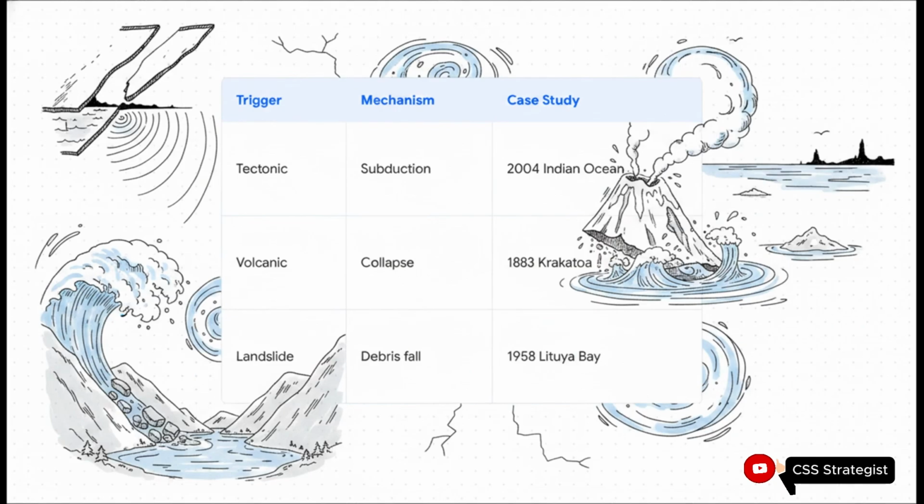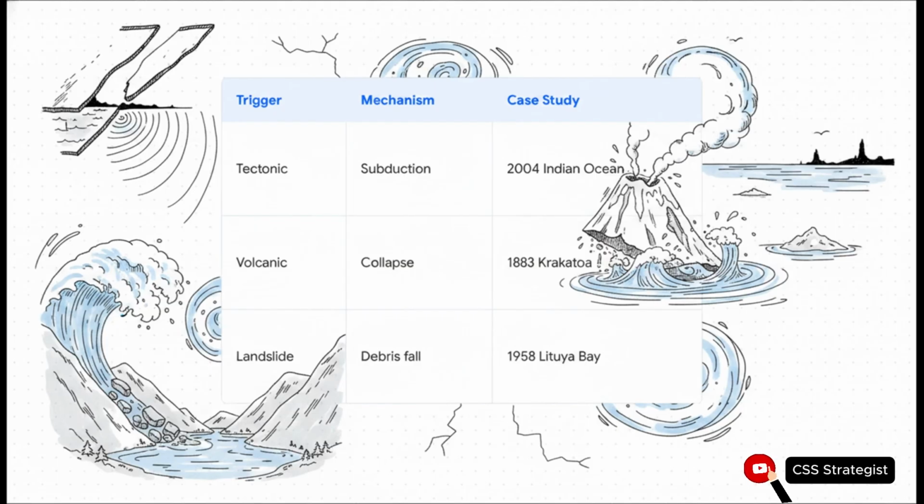So what actually triggers these monsters? They basically fall into 3 categories. Tectonic triggers at subduction zones are by far the most common, and frankly, this is exactly why Pakistan's Makran coastal trench remains highly vulnerable to future events.